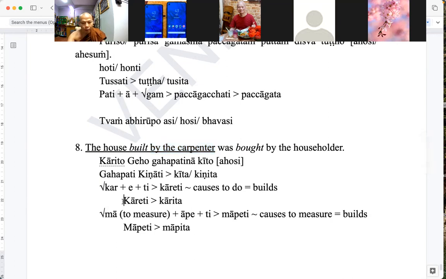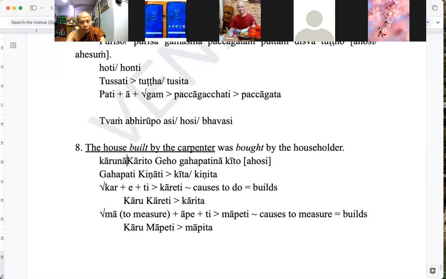Karu. So now as a verb form, karu, kareti, and karu mapeti. Ending in u, the same as the karu. But now, that is the agent for the past participle karito. That is why, like karunā, here also karunā. So karunā karito geho, gahapatinā kito, or gahapatinā kito ahosi. Gahapatinā kito ahosi. So the house, built by the carpenter, was bought by the householder. So karunā karito geho, gahapatinā kito ahosi.